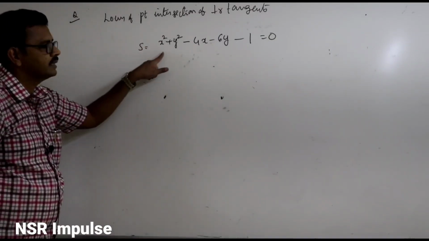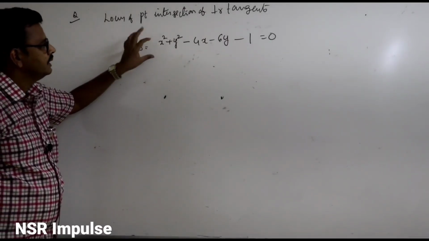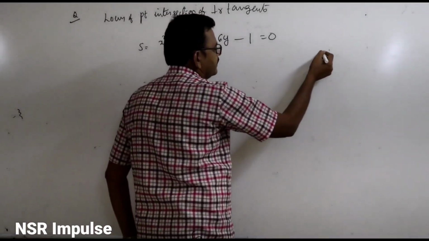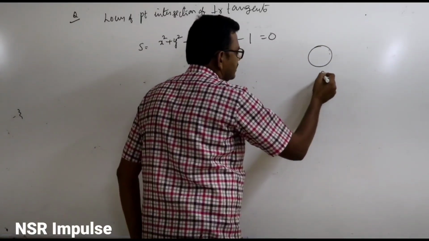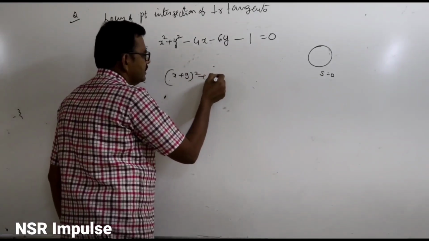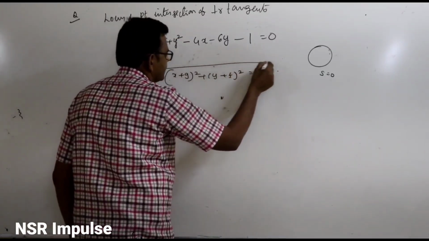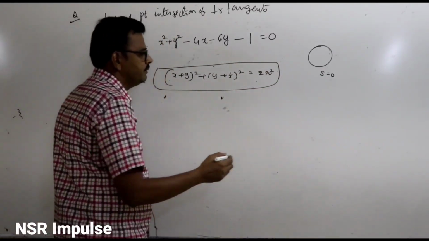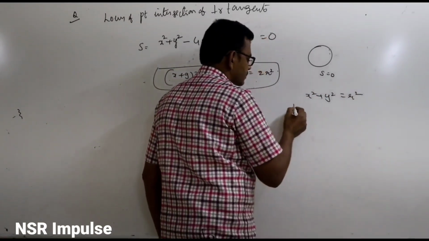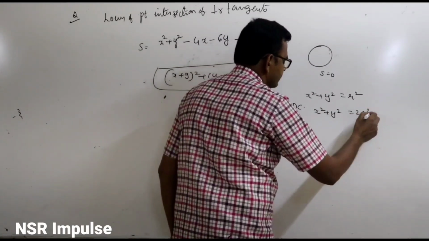Already we discussed about the director circle. Please, once you go through the notes, it is clear. Director circle. The locus of point of intersection of perpendicular tangents to the circle is what? x plus g whole square plus y plus f whole square is equal to 2r square. If the circle is x square plus y square equal to r square, then the director circle is x square plus y square equal to 2r square.